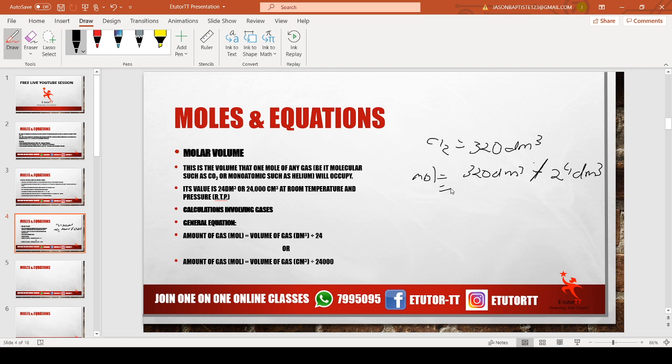And let's see how much that works out to be. And we get 13.333 moles. Right? So that's how much volume of gas chlorine is occupying. How many moles of chlorine it occupies.